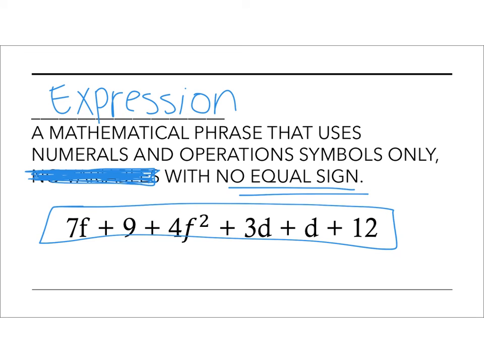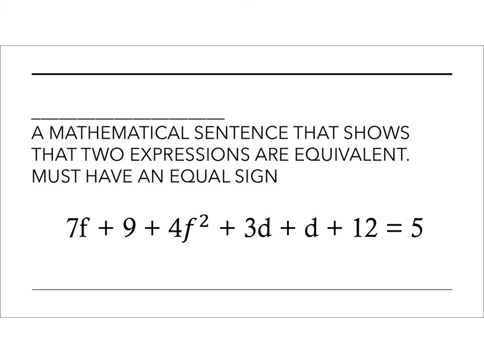Now let's talk about what it's called when there is an equal sign. So here, a mathematical sentence that shows that two expressions are equal or equivalent, this would be an equation. So an equation, you can see right here, I've got my equal sign. This would be an equation.